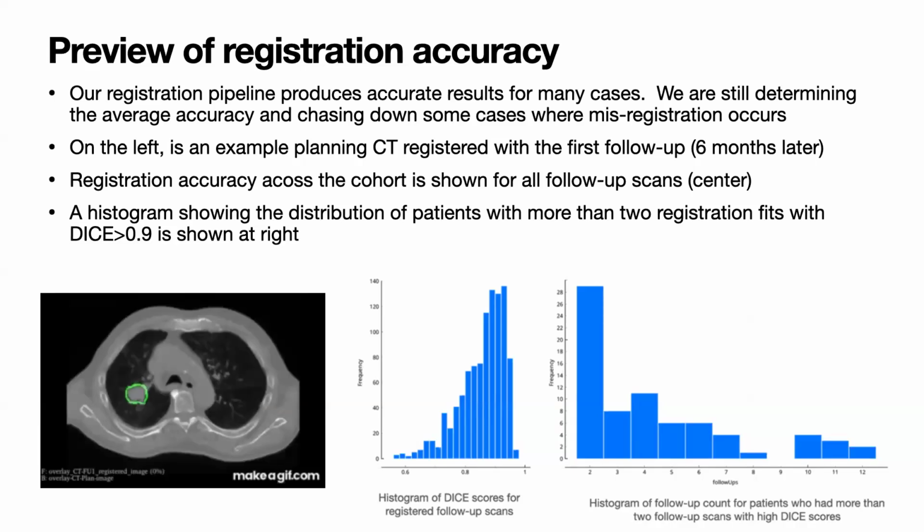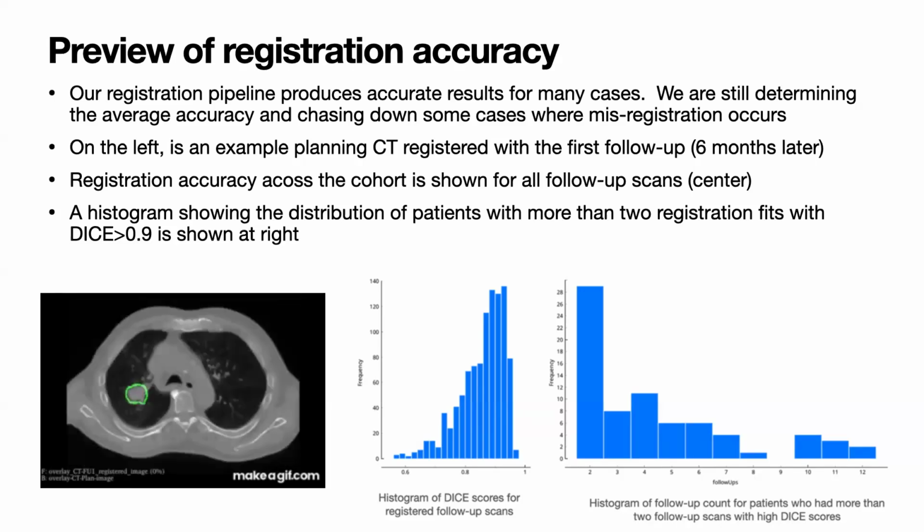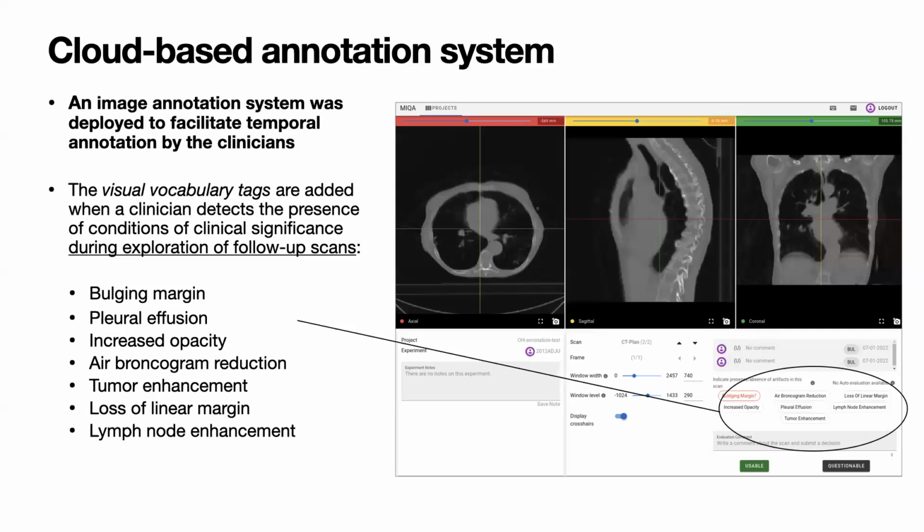There's the original planning CT and 6 months later, and it's pretty close to this alignment. Of the candidates we had, there's still about a 90% DICE score, 90% overlap between the tumor regions of the originals and the follow-ups. So it was good enough for us to use those as measurements. We kept track of how many patients in our cohort had at least 2, 3, or 4 high quality registered follow-up scans, so we could compare geometrically what they were.